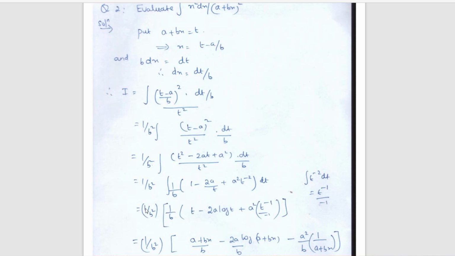The constant term is 1 by b square. Inside the bracket, I'm having t. So what is t? T is a plus bx. Bring this b inside. So what will we be getting? A plus bx by b minus 2a logarithm t. Log t is log of, again t is a plus bx. So log of a plus bx by b minus a square by b. Bring this b inside the bracket, so you are getting a square by b. Here I'm having minus 1 by t, which is minus 1 by a plus bx again. So this is the answer.